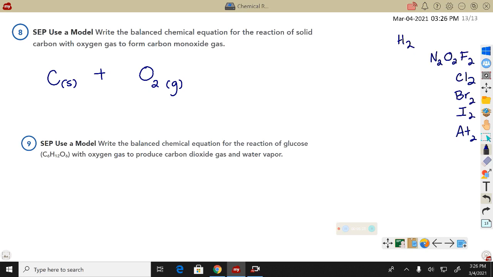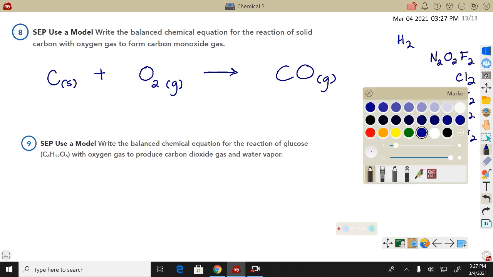So where did I leave off? The reaction of solid carbon with oxygen gas to form carbon monoxide gas. Carbon monoxide is a gas. The first thing I do is read through my scenario, looking for the reactants and the products. I'm looking for those key words: something reacts with something, to form, to produce. Then I can write it as a skeleton equation. I've got the symbols, and I'm ready to balance.